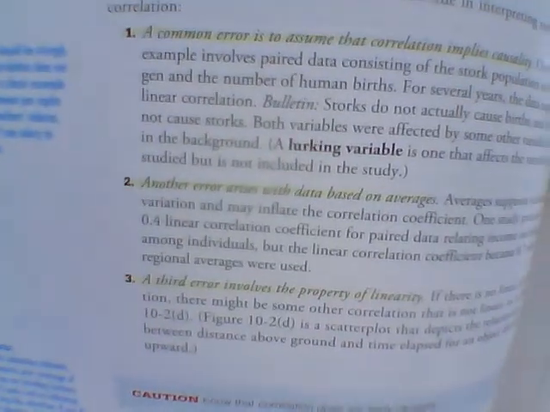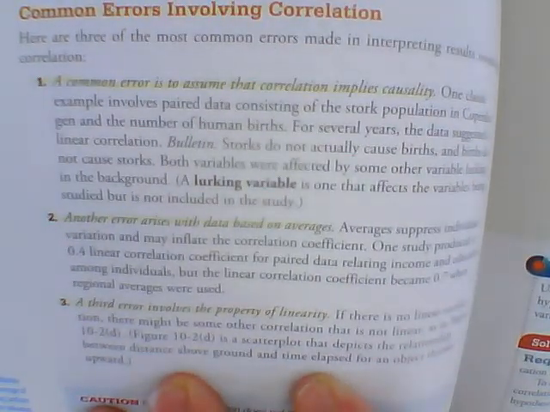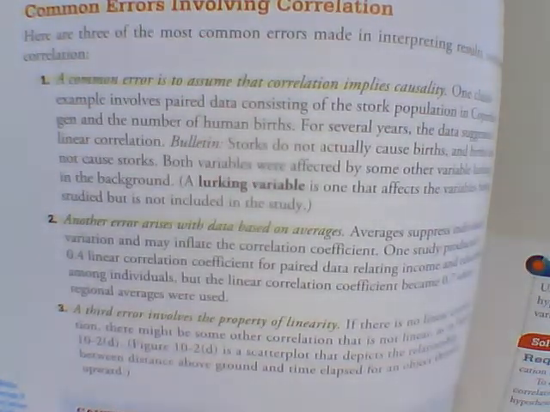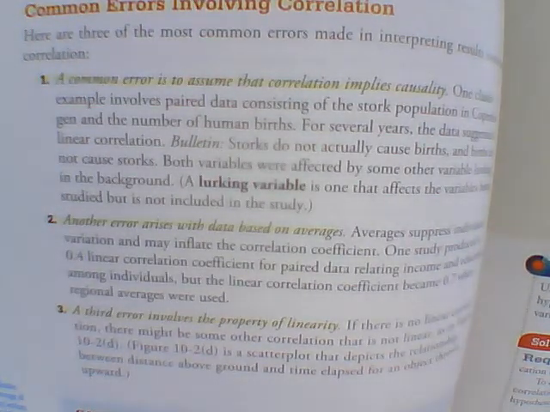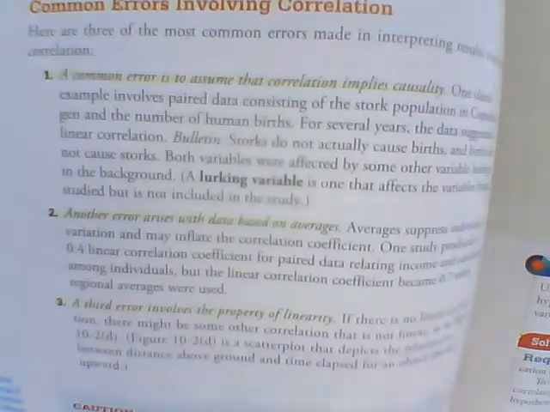So common errors involving correlation. A common error is to assume that correlation implies causation. So even if we could see that something, oh, it's working here, this is looking good, it does not mean that it's actually working. Once again, a lurking variable is one of the effects that has this.